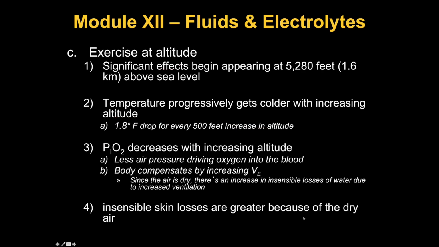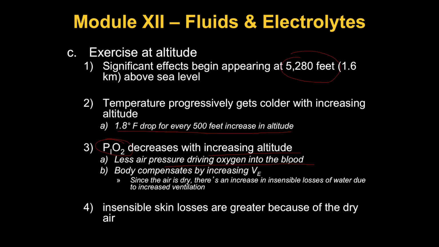Now, exercise at altitude also compounds the problem here. At an altitude of about 5,300 feet above sea level, you're going to start to see some changes. Air temperature does drop with every 500 feet in altitude, so it's cooler air, thus it's going to be drier air. To compensate at altitude for lower oxygen pressures, so the pressure of inspired oxygen is lower with an increase in altitude, you have less driving pressure of oxygen in the blood, which means that less is going to be delivered to the working muscle.